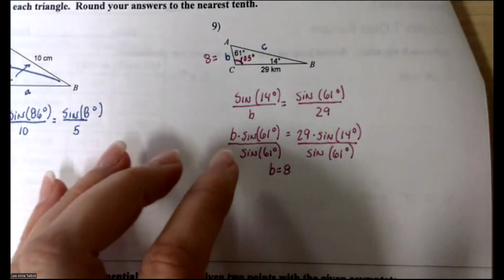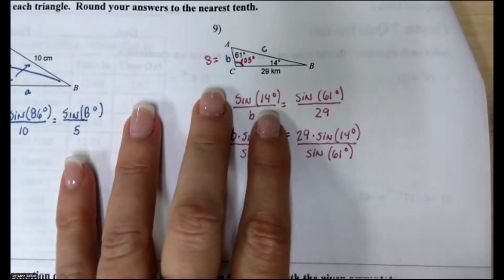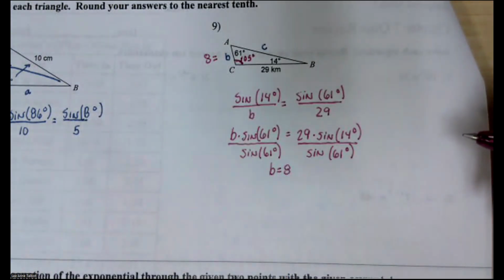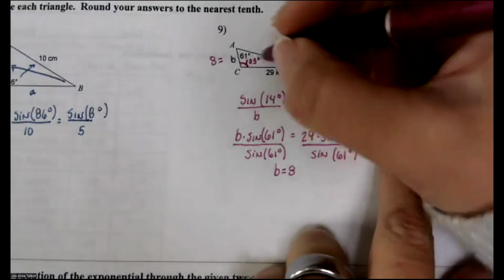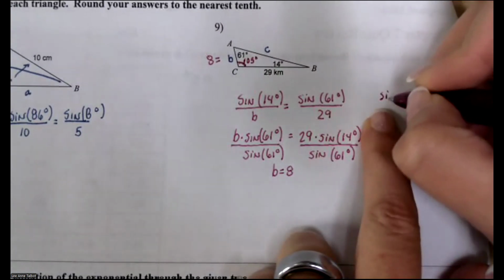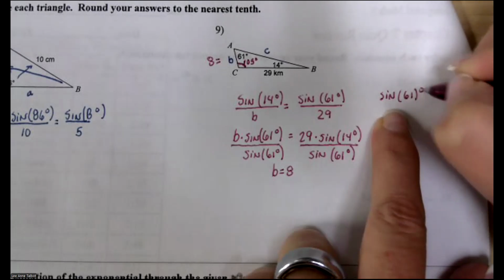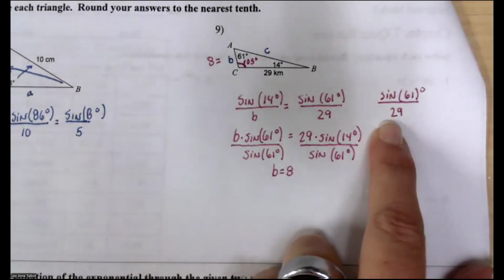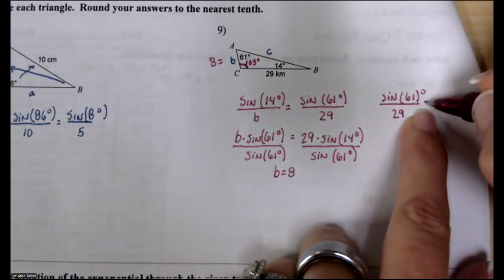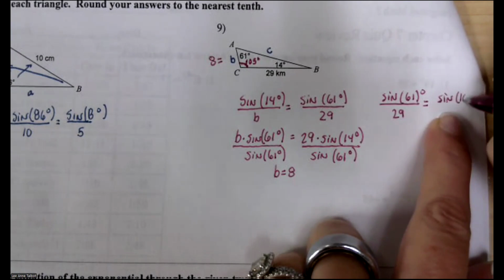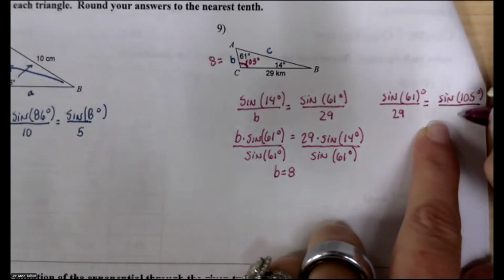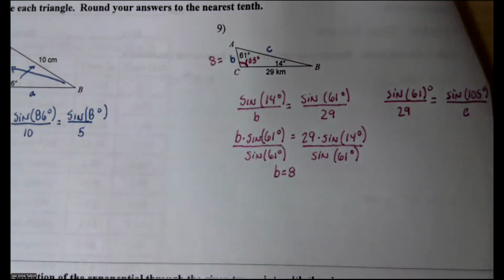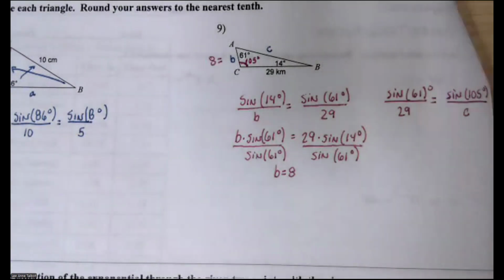Okay, so do you guys remember how I was saying to use the stuff that's printed on the paper and not your stuff that you rounded? So for the next one, I would use sine 61 over 29 because those two were actually printed on the paper, and then sine 105 over a little c to get that side. Do you see what I'm saying? You can use the sine 14 over B, but it's best always to use the stuff that was originally printed on paper if you can.